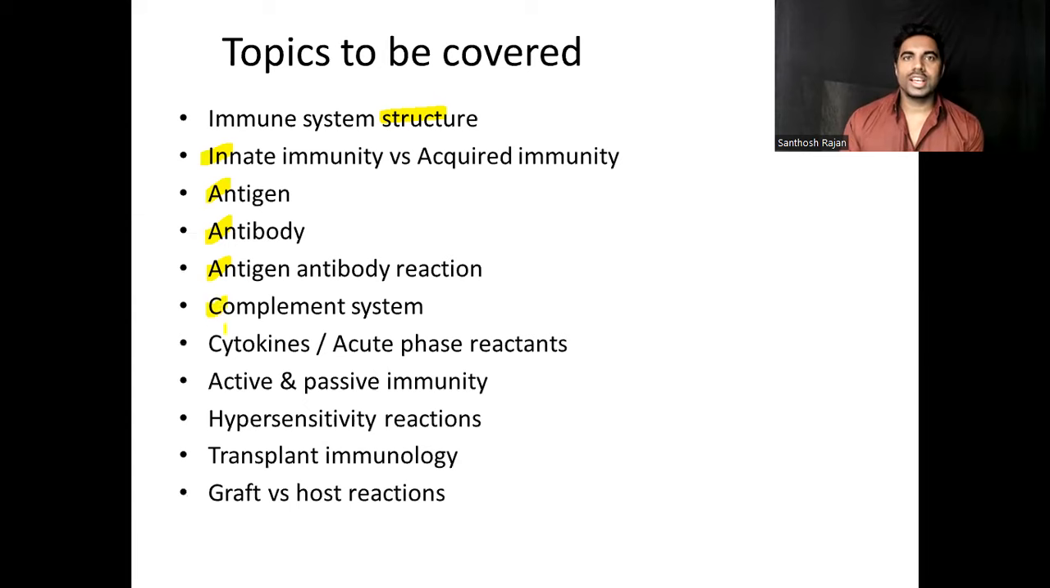Complement system is always asked, questions as expected, cytokines also, especially acute phase reactants we're talking about here. And then active and passive immunity, differences are important. Hypersensitivity reaction, every year there's a question, the four hypersensitivity reactions, type 1, type 2, type 3, type 4. So you have questions from that also, and transplant is very important. In transplant, we have a lot of graft reaction types: acute, hyperacute, chronic rejections and all graft rejections. So you can have questions from those things also.